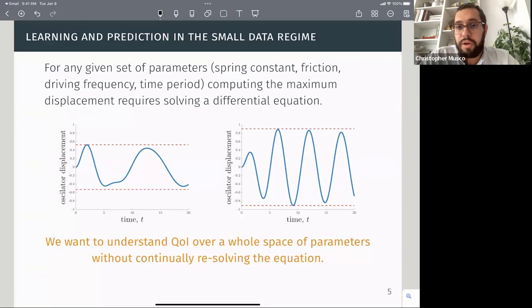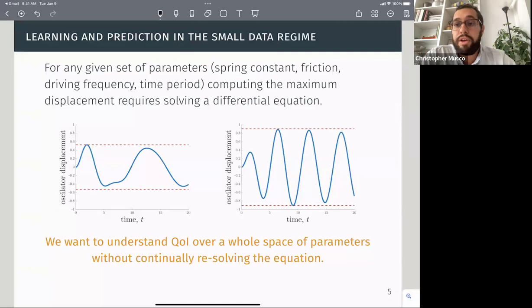The spring constant, how high is the friction, what's the driving frequency, what time period are we looking over to look at the maximum displacement. So to figure out what the maximum displacement is, I need to choose those parameters and then solve the differential equation. I have two solutions here on the left and right, for different sets of parameters, and look at the maximum.